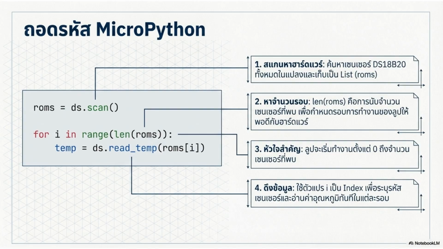Here is the MicroPython code to read the sensors. First, ds.scan() finds and stores sensor IDs in roms. Next, len(roms) determines the number of iterations needed. The loop iterates from 0 to the number of sensors. Finally, roms[i] uses the index i to specify which sensor's temperature to read in each round.